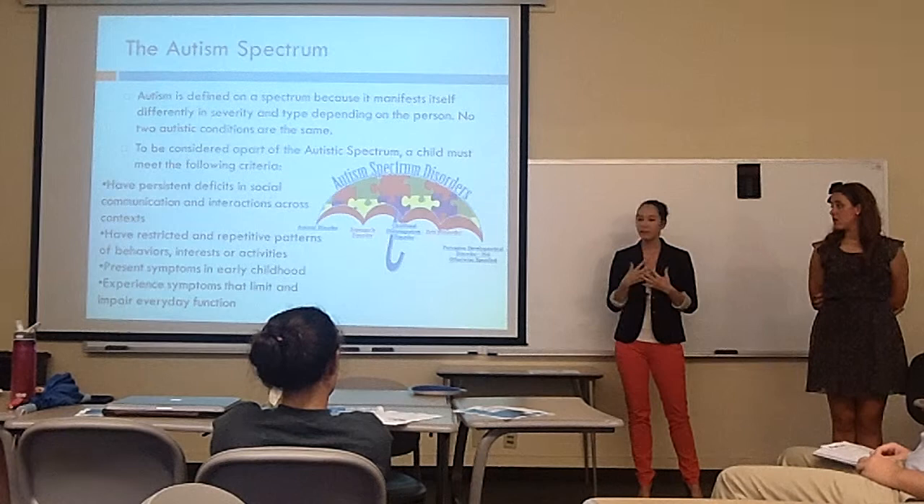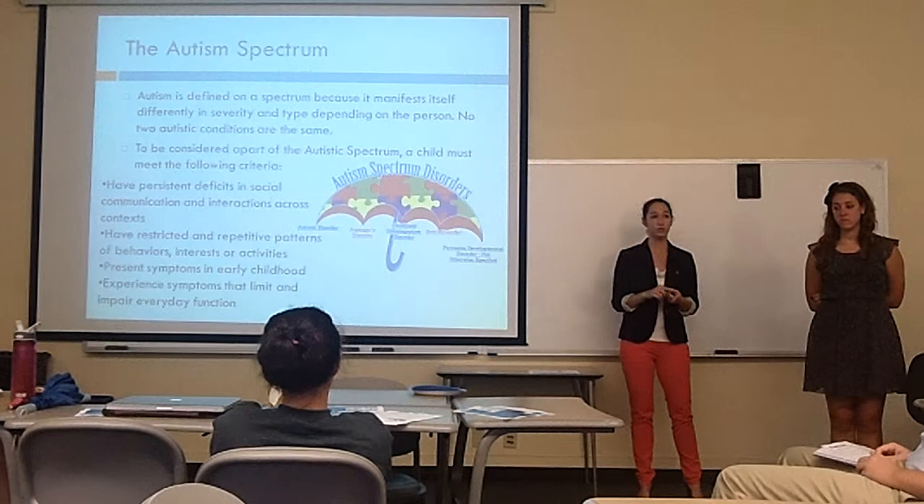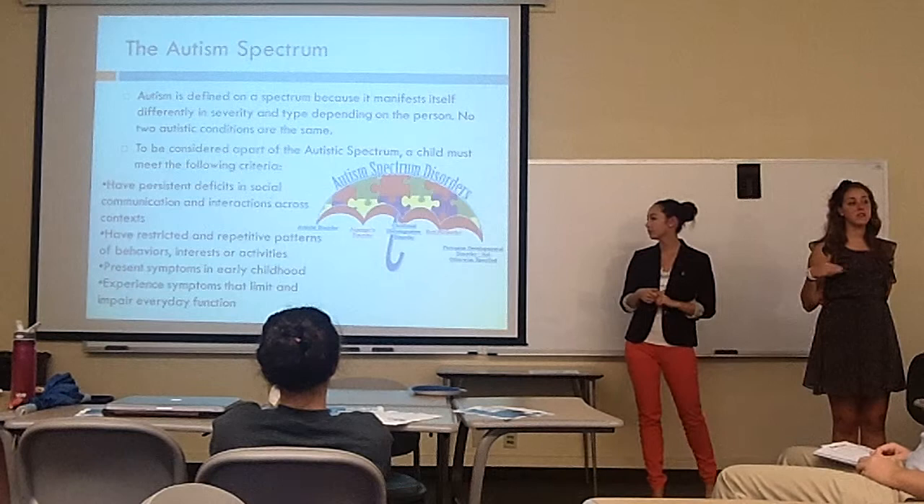You have to have present symptoms in early childhood. That means they have to start manifesting themselves at the age of 2 or 3. And all of these things must clearly inhibit or limit your everyday functions and your everyday interaction.